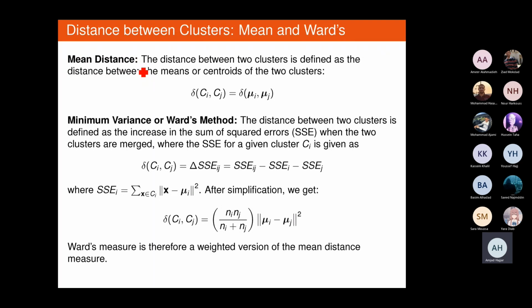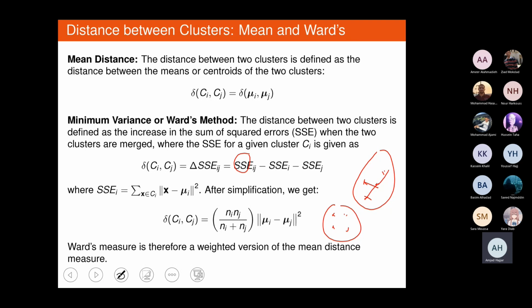Finally, one criterion that is popular among data scientists is called the minimum variance, or the Ward method, in which the distance between clusters is defined as the increase in the SSE when the two clusters are merged. So we start with two clusters, say cluster 1 and cluster 2. This one has a centroid, and cluster 2 also has a centroid here. Each cluster has what we called an SSE, the sum of squared errors, and you remember it is the sum of all these squared distances: square this distance, square this distance, and their sum is called the SSE, the sum of squared errors.